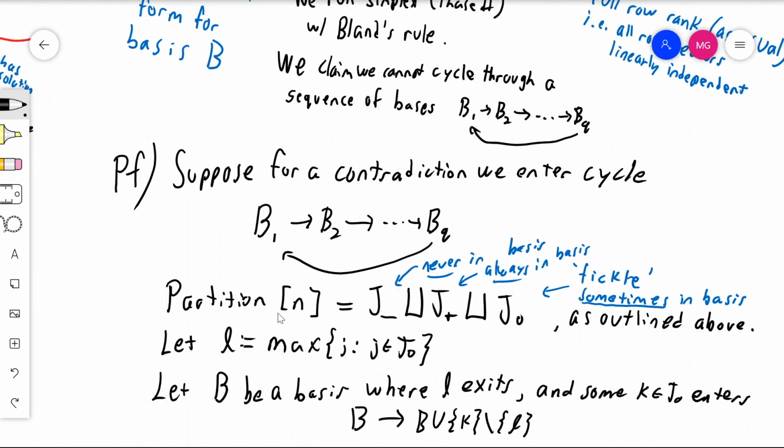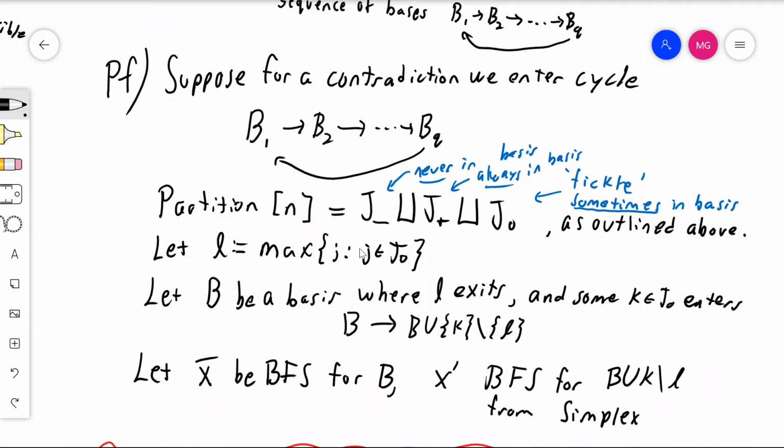And what you do, we said already, you partition N into this set J minus, J plus, and J0. So J minus, those are the indices that are never in a basis. The only bases I'm concerned with are the ones in this cycle here. So when I say never in a basis, I mean they're never in any of these bases in this cycle. So J minus is never in a basis. J plus is the indices that are always in the current basis. And J0, those are the fickle indices. So sometimes they're in the basis and sometimes they're not. So as we outlined already.